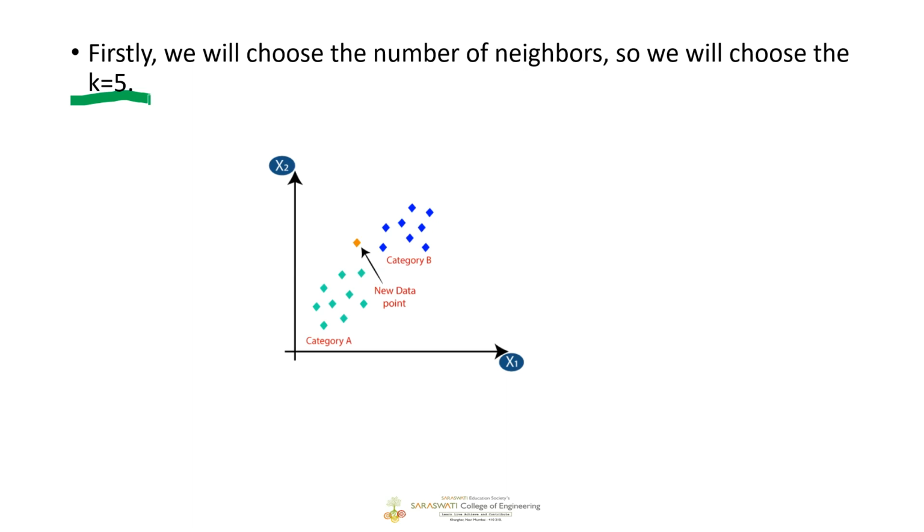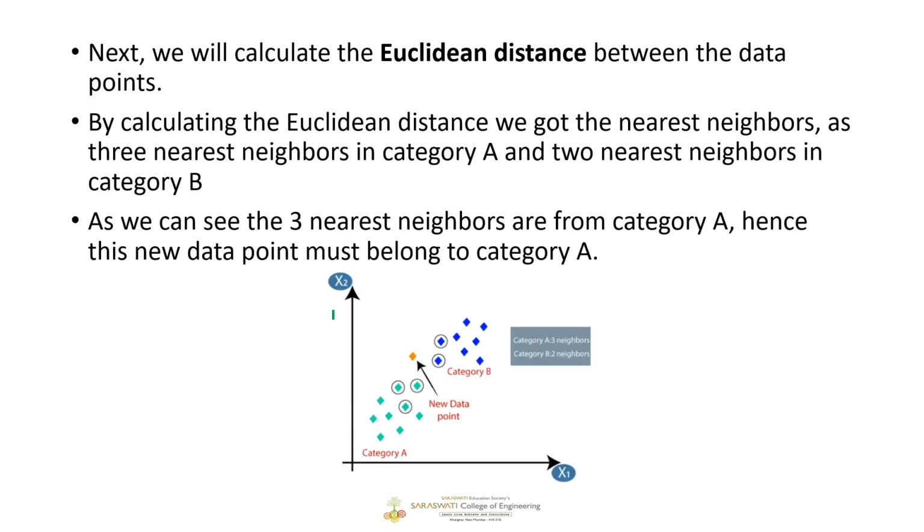Now, as we just discussed, we will calculate the distance of this new point with all the points in category A and category B. In this case, we have used the Euclidean distance formula. After calculating the distance, we will choose the 5 neighbors which are closest to this yellow point. We will see that these circled points are closer to this new point as compared to other points, which we can see in this diagram also.